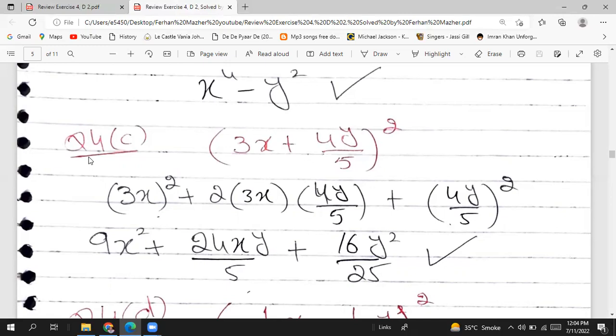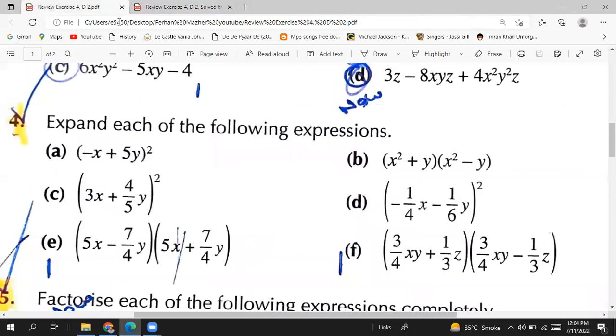So you will have 9x square, and you will have 2 3s are 6, 6 4s are 24, 24xy divided by 5 plus 16y square divided by 25. So this is how you will do question number 4, and it's C part.